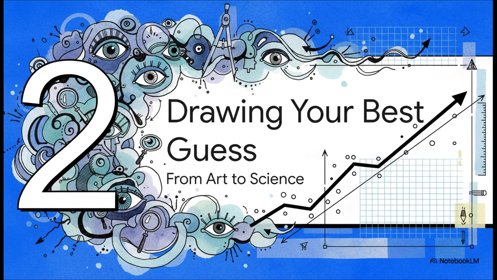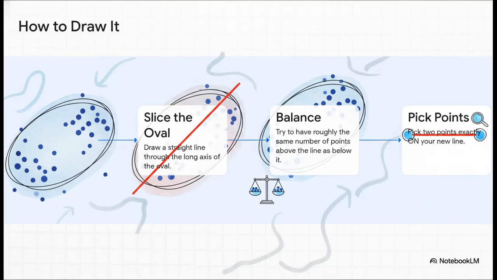So how do we actually make one of these? Well, it starts out feeling a little like art, just using your eyes. But it really quickly turns into a science. This is where we take that fuzzy idea of an average line and actually put it down on paper. And there's a really simple way to do it. Just 4 steps. First, just picture a big ol' oval drawn around all the dots.